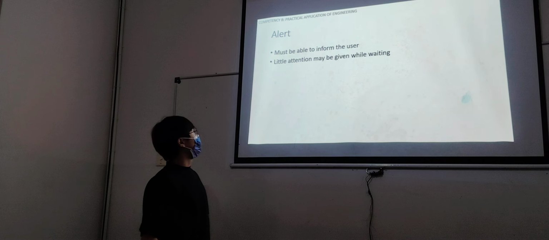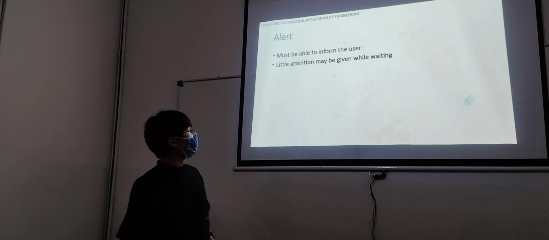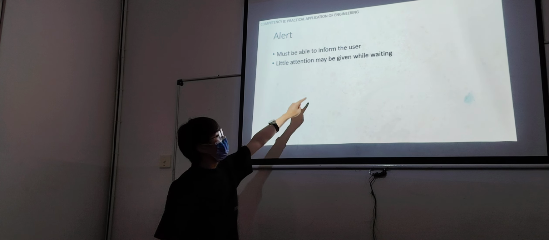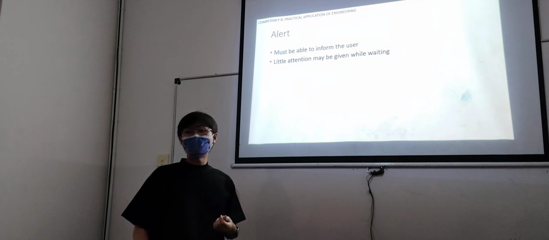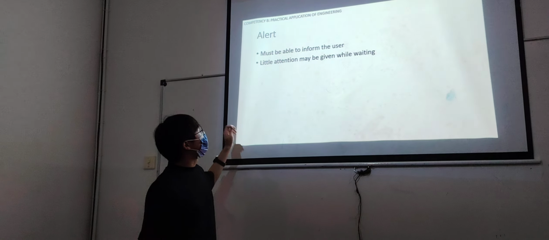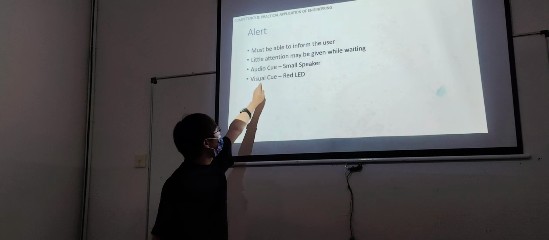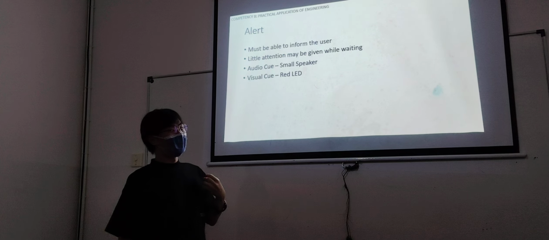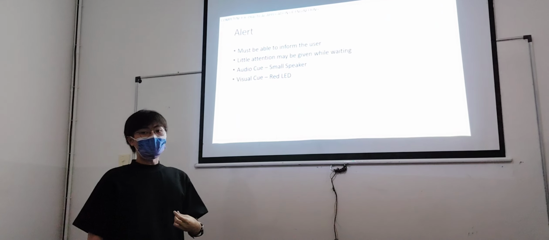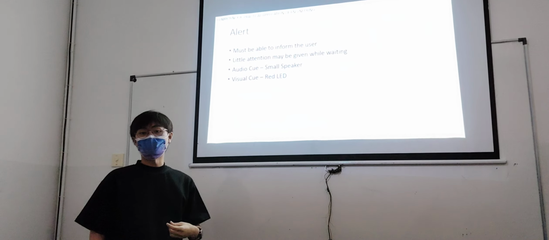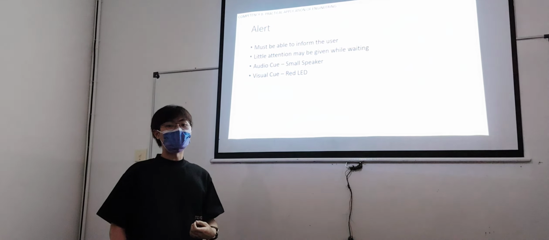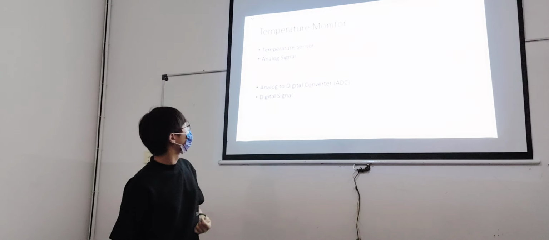Then we designed the alert system, and the alert system has two tasks. It needs to be able to inform the user, and since nowadays people aren't always keeping their eye on their appliance, it must be able to attract attention. So we incorporated both an audio cue and a visual cue, where the audio cue is a small speaker and the visual cue is a red LED. So in cases where the person is in another room, not in their kitchen, they will hear the sound, check it out, and immediately realize that it is indeed their timer going off.